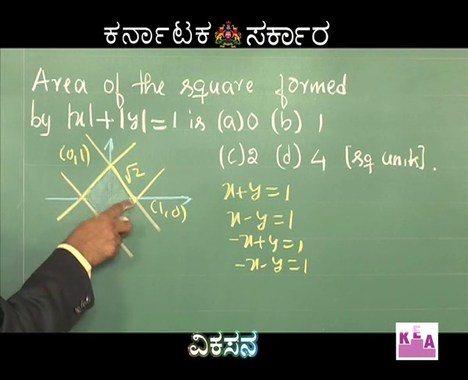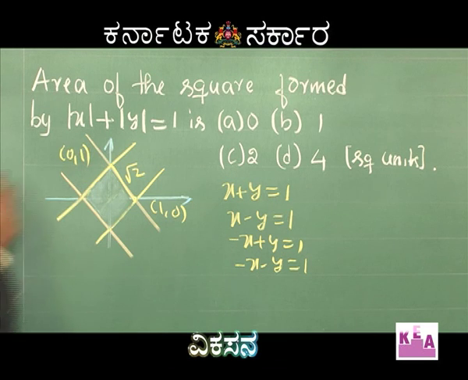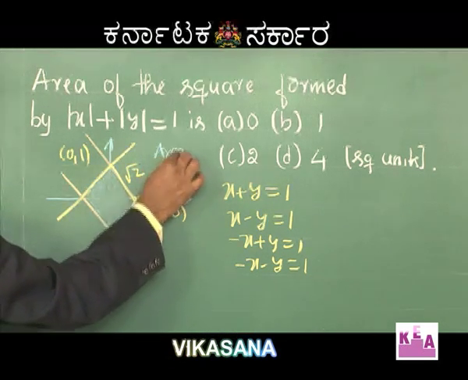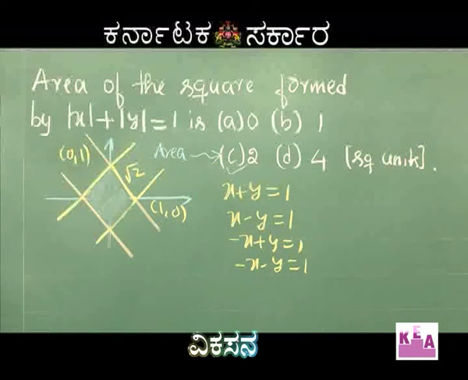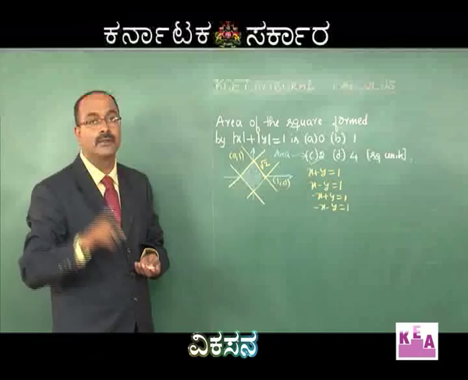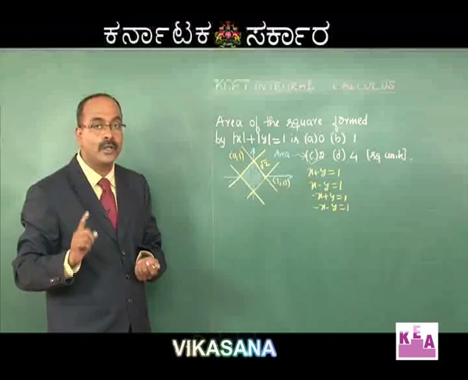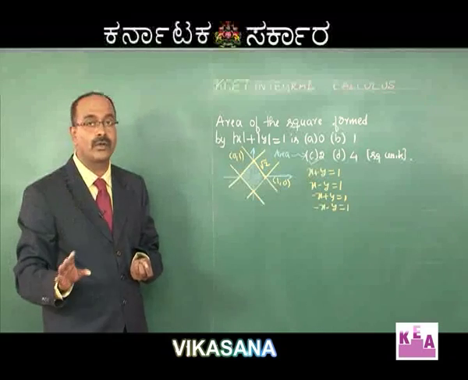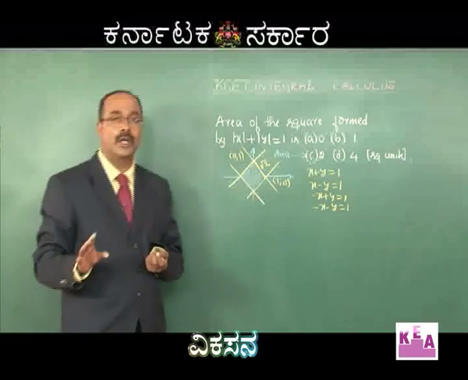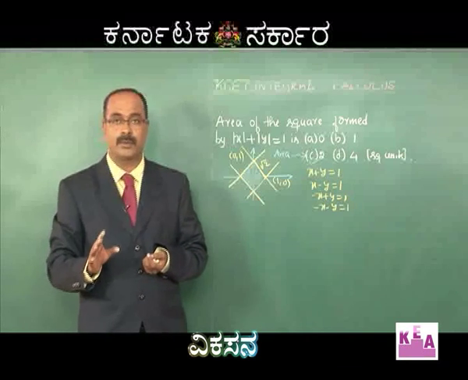So as this is a square, the area must be root 2 square. Area is equal to root 2 square. Option C is correct. See how simple it is. Once again, we are not using integral calculus here. We are just using basic geometry to solve this. Got it? Now let us go to the next problem.